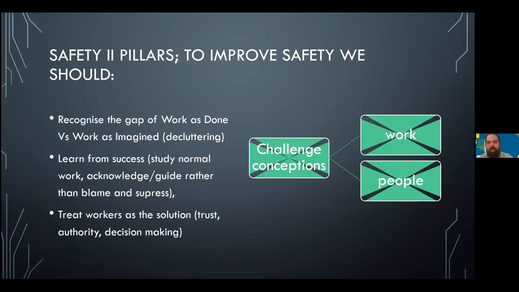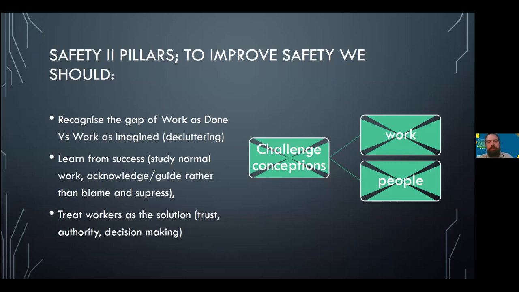So one of the main promises, or one of the main normative requirements, of Safety 2 is to give workers more authority for decision-making. They are no longer only receivers or receptors. We want to give them more authority to be part of the decision-making process. So these are the main pillars of Safety 2: recognize the gap between work as done and work as imagined, study the work as it is done, and make sure that workers are genuinely part of the decision-making, not only superficially, but really a part of it.